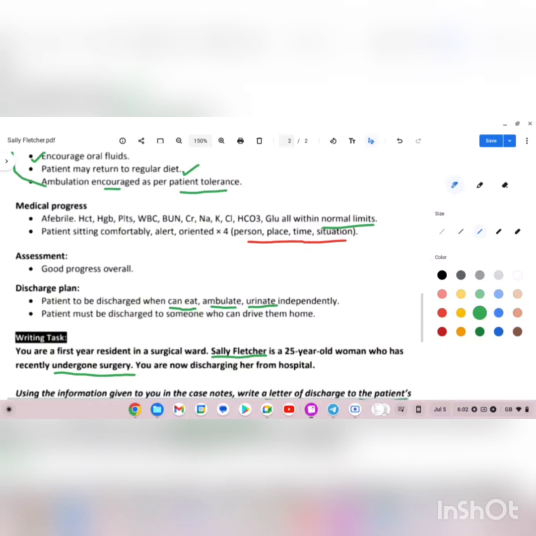The patient must be discharged to someone who can drive them home. Also important, definitely this is an important thing. The patient must be discharged with someone who can drive them home, so we need to arrange someone to come and drive her home. That is another thing. So you have to mention this to the GP, so then only the GP can contact somebody and do that properly. So these are the important points while we are discussing the case note.